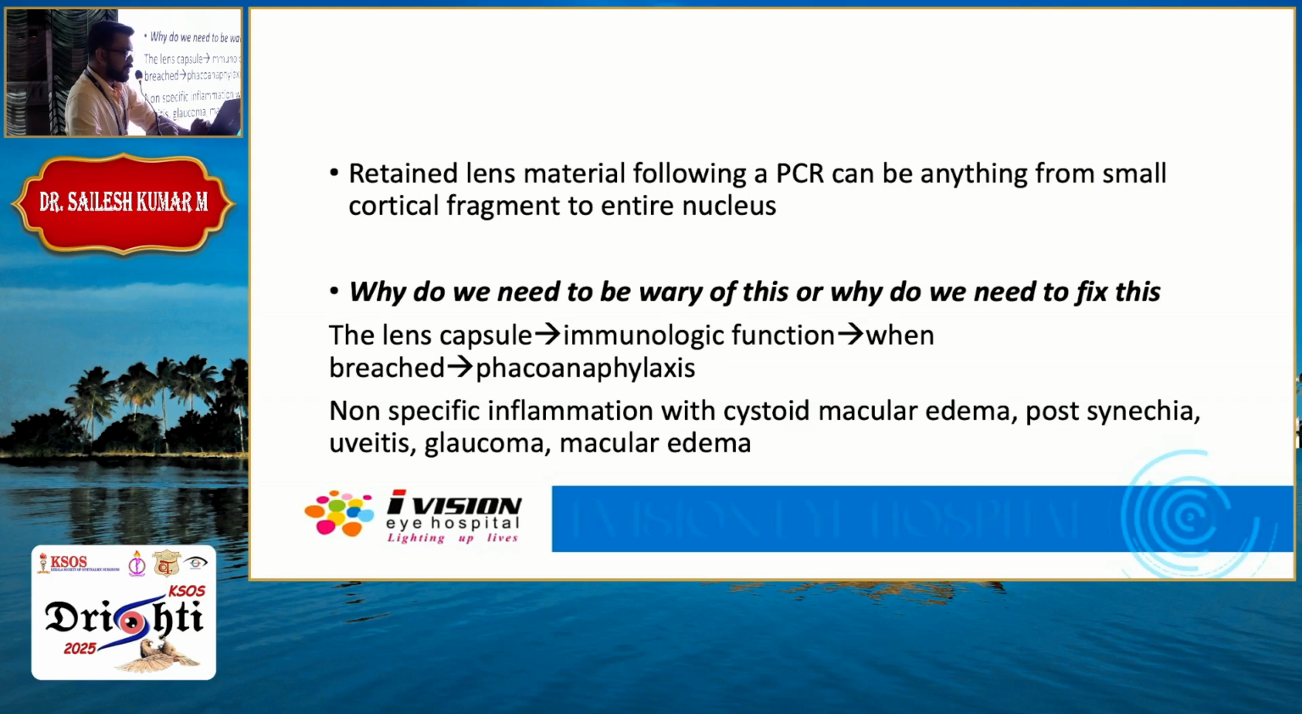So, why do we need to be wary of this, or why do we need to fix this? Because the intact lens capsule has an immunologic function, and when it is breached, that can lead to phacoanaphylaxis. So that leads to non-specific inflammation with cystoid macular edema, posterior synechiae, uveitis, glaucoma, and macular edema.